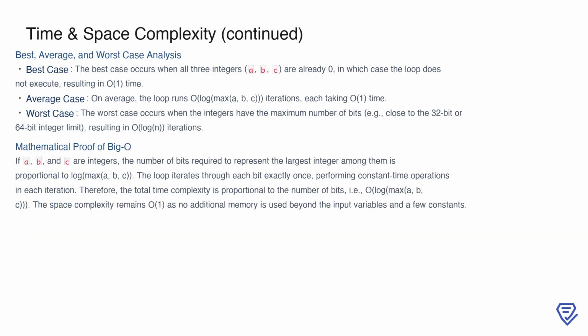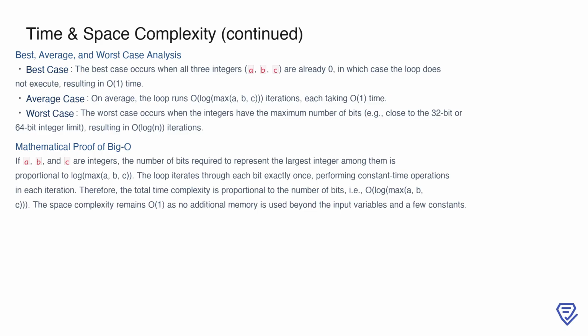Looking at the best, average, and worst-case scenarios, we observe how the algorithm adapts to different input sizes. In the best case, all three integers A, B, and C are already 0. Since the loop condition is not met, the algorithm terminates immediately, resulting in O(1) time. On average, the number of iterations corresponds to O(log max(A, B, C)), because the loop processes each bit of the largest integer. Each iteration performs constant time operations, maintaining the overall time complexity of O(log n).